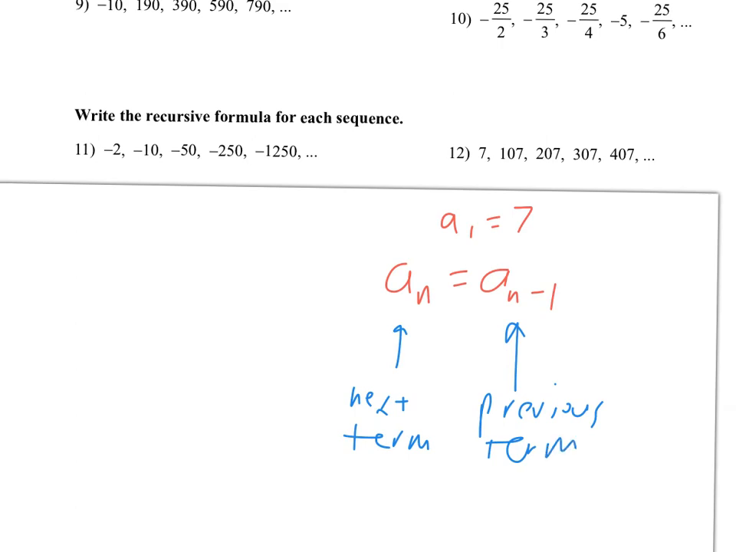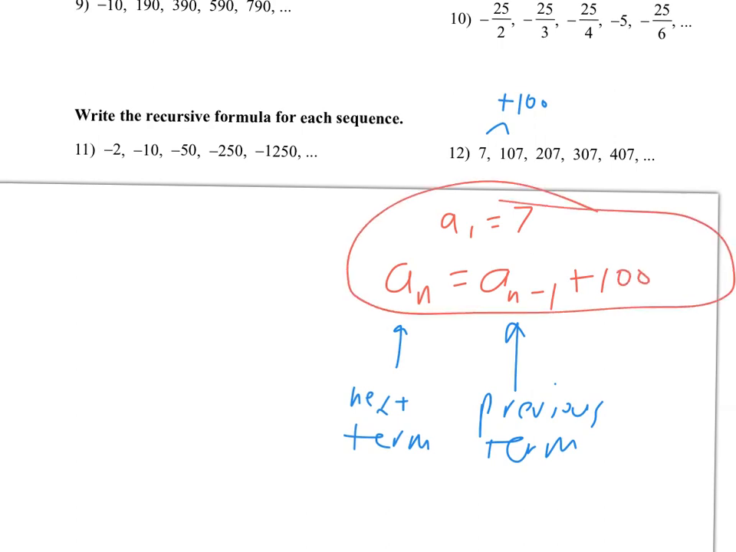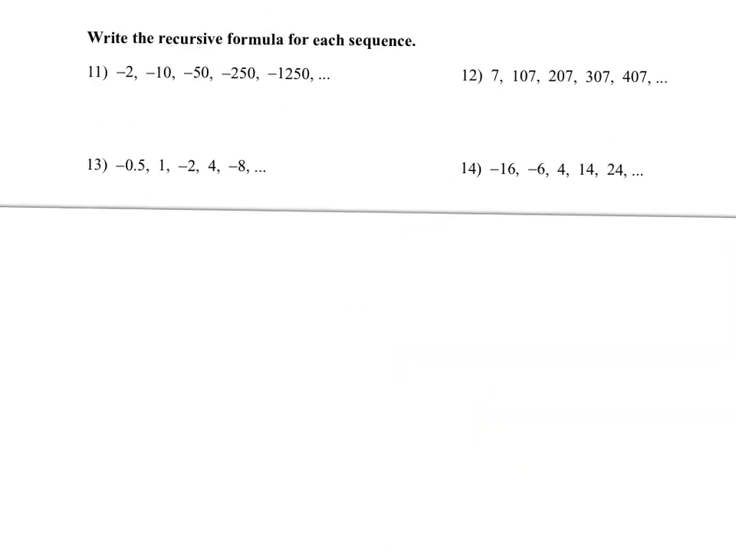And then you describe the pattern. So I see that this pattern is a plus 100 pattern, so I'm just going to write here plus 100. So that is my answer. I do need to include that a sub 1 as part of that.